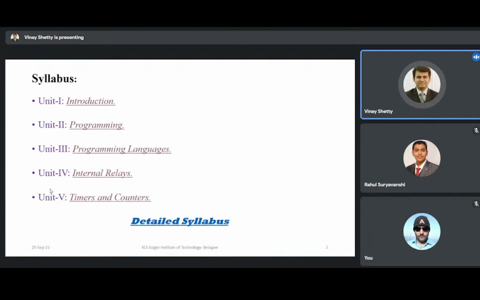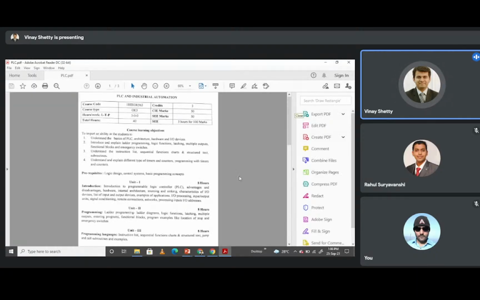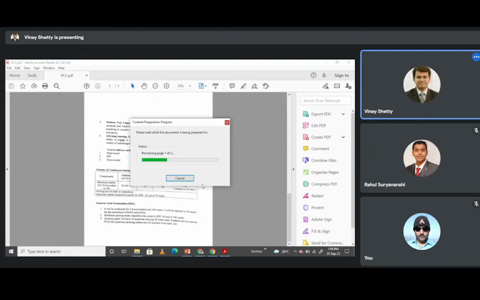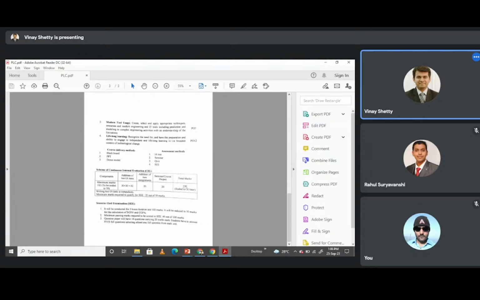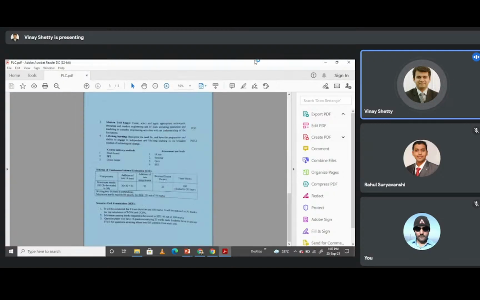Okay, so here still we have a detailed syllabus. I think the detailed syllabus is accessible to you all. Okay, this is all about the detailed syllabus. So here the CIE component we have, and the credit is 3. We have 40 hours total syllabus. CIE is for 50 marks, SEE is for 50 marks. Okay, and that is how it goes.